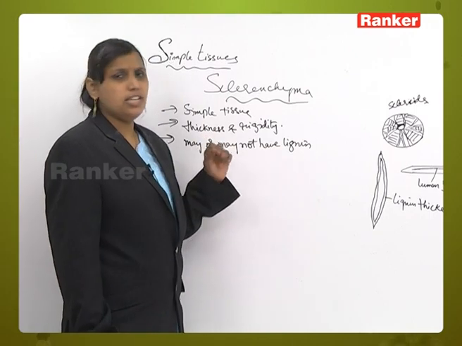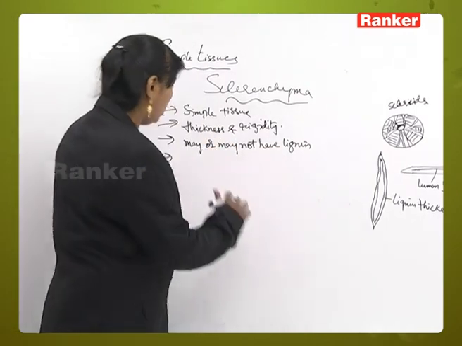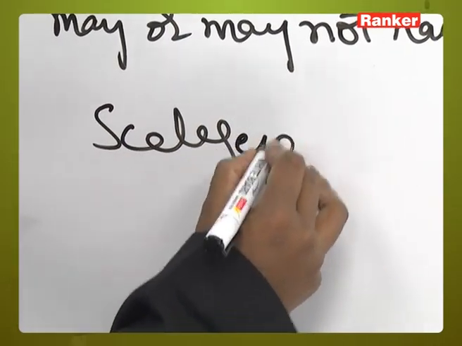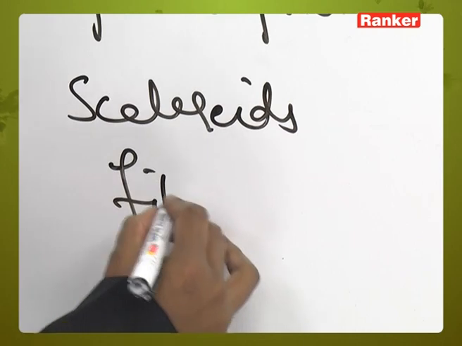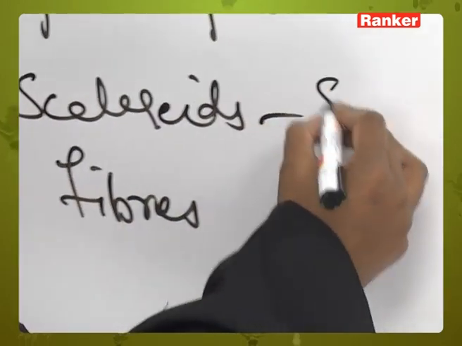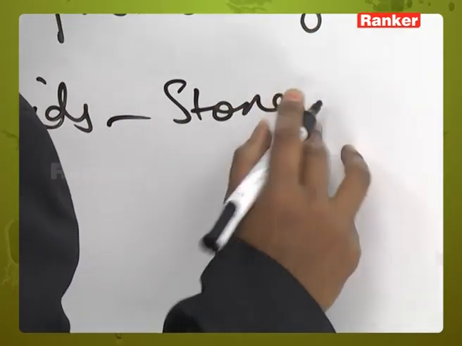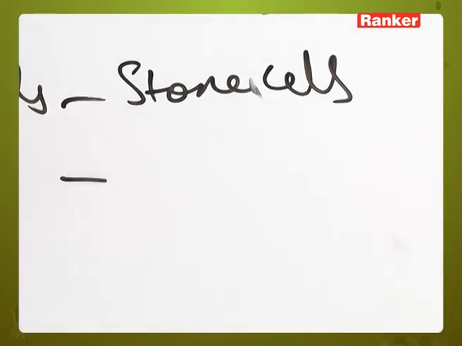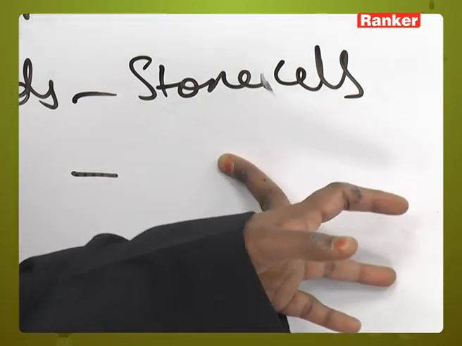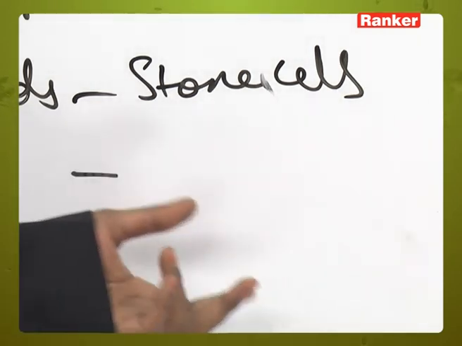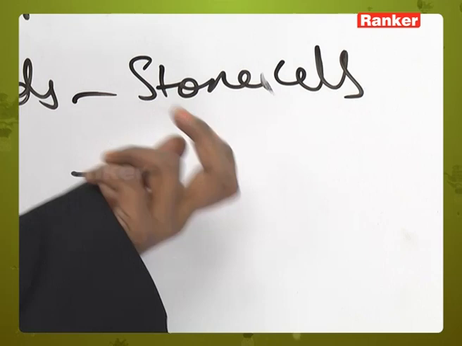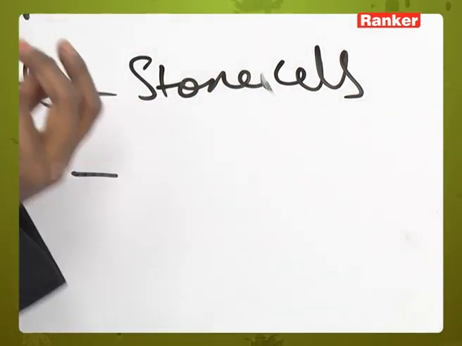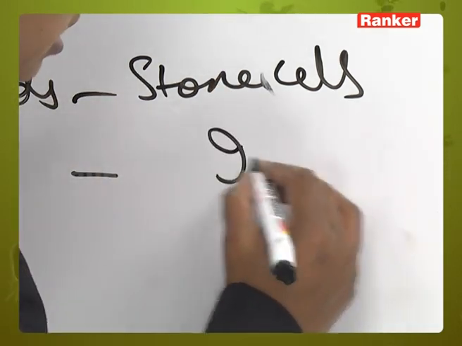Now Sclerenchyma has two types of tissues. Sclerenchyma consists of two tissues, sclerides and fibers. Sclerides are also called stone cells, and fibers are Sclerenchyma fibers. These are called stone cells because they are present in the soft tissue of the plant, and they occur in groups, and are also called idioblast sclerides.